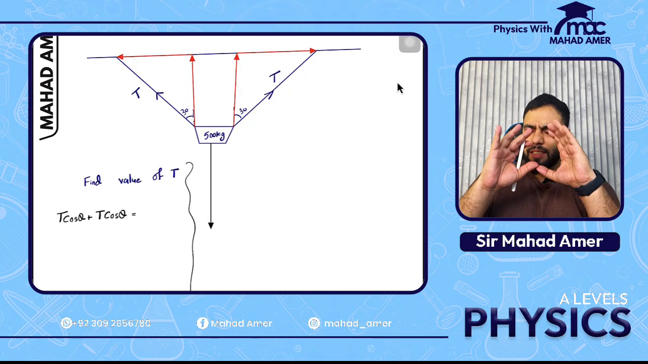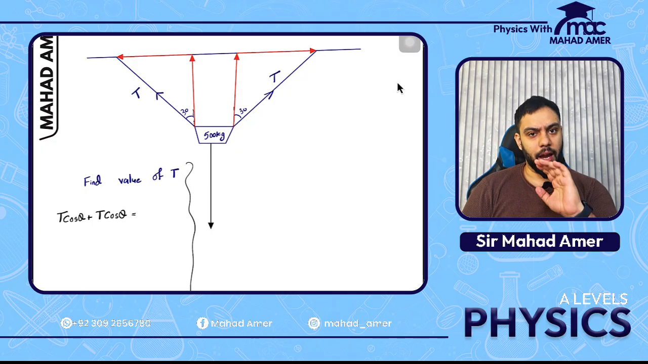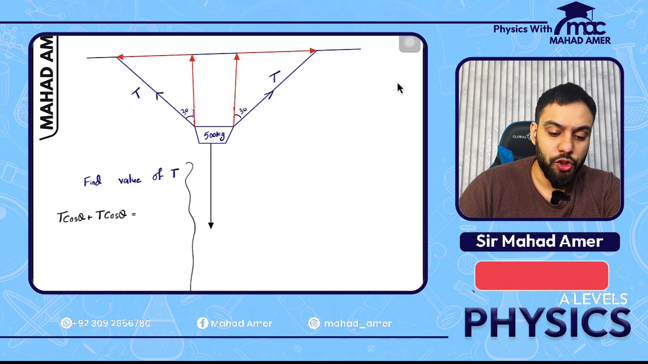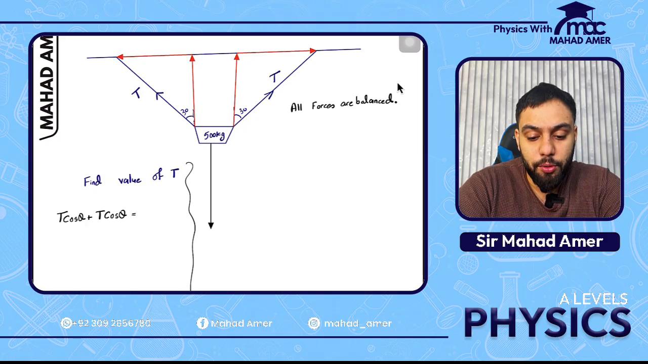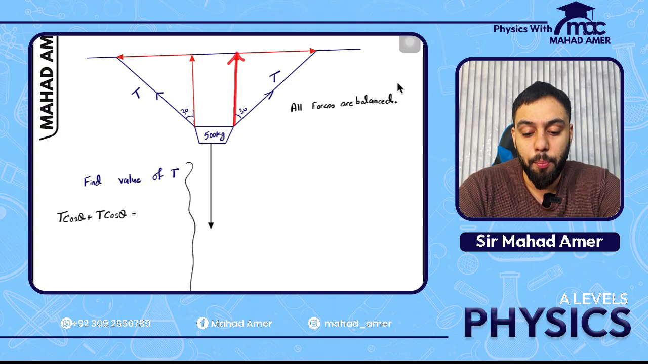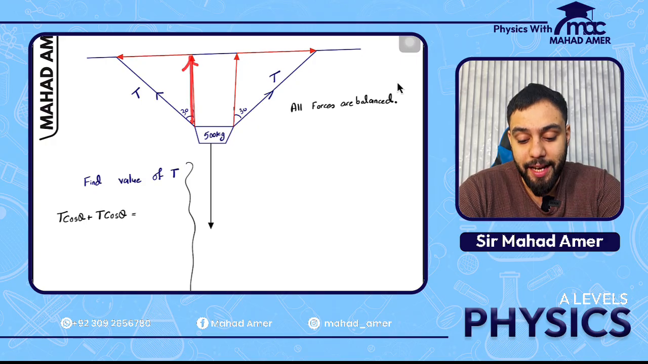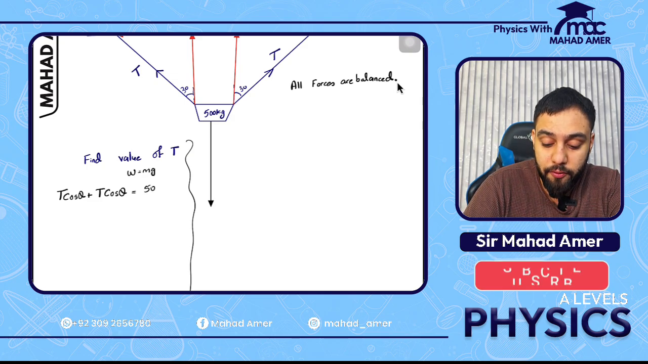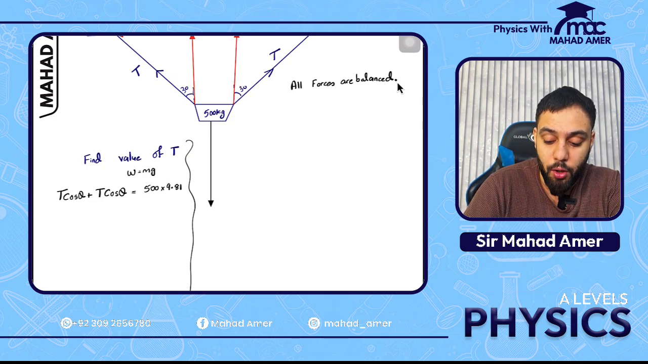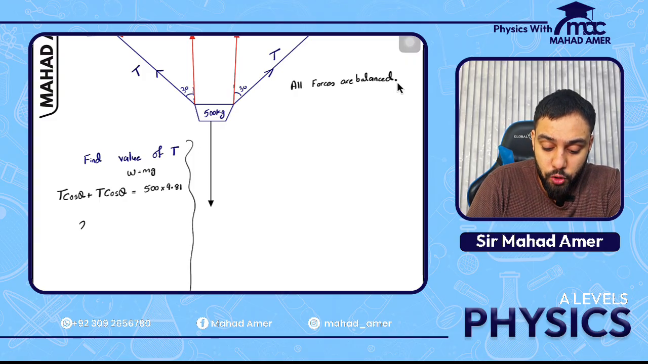If an object is just hanging there, that means it is at rest, which means all forces are balanced. In this case, you need to understand that this component of tension plus this component of tension is balancing this weight, and that weight, since W equals mg, would be 500 times 9.81. So I would get 2T cos 30, since the angle I have got is 30.